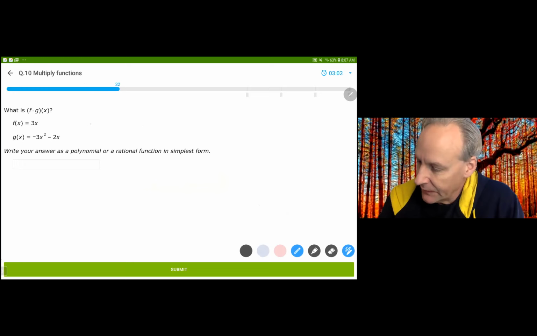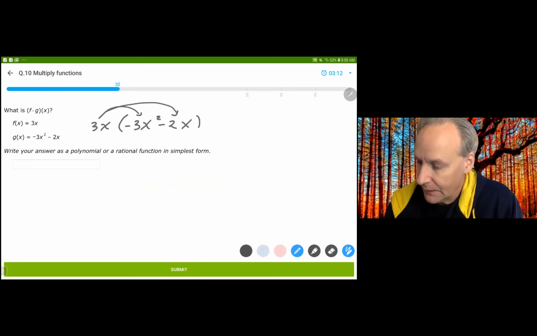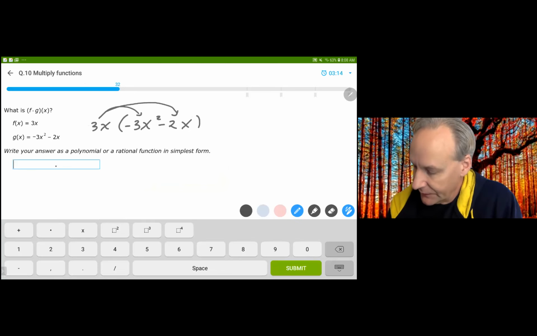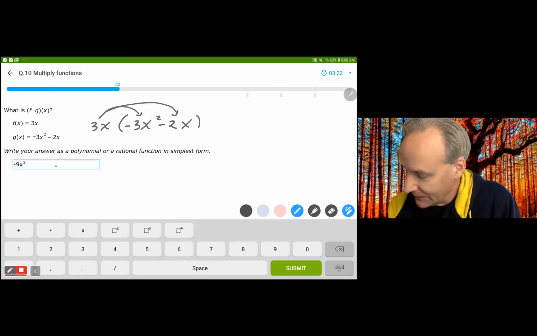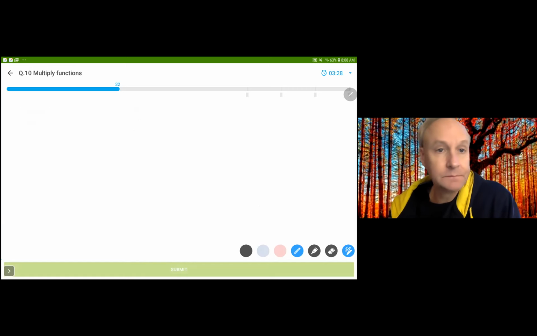Same thing here. We have 3x. Nice thing is we're just doing one thing this time, 3x squared minus 2x. And again, I'm just going to multiply times both terms. That's going to give you, be careful, it's a minus 9, isn't it? Not 6. 9x cubed. And then we have a minus 6x squared. Looks like that's it.